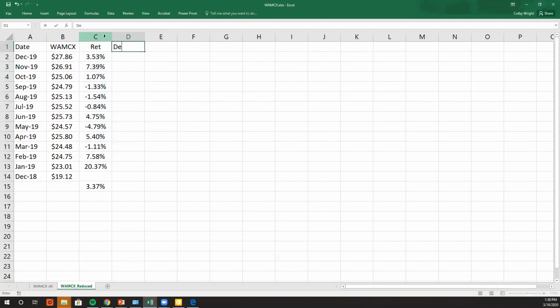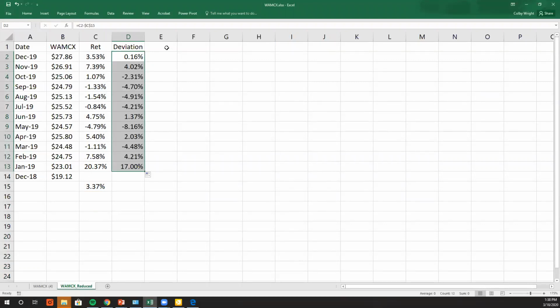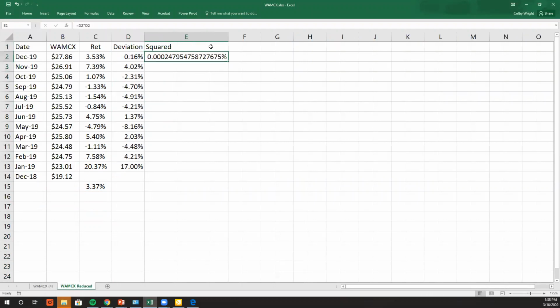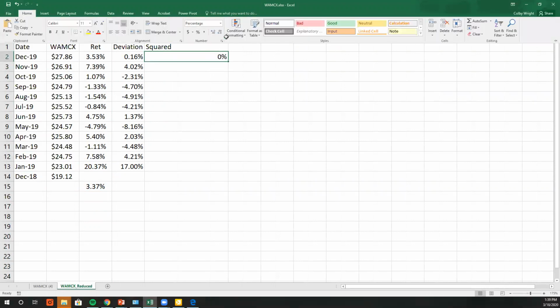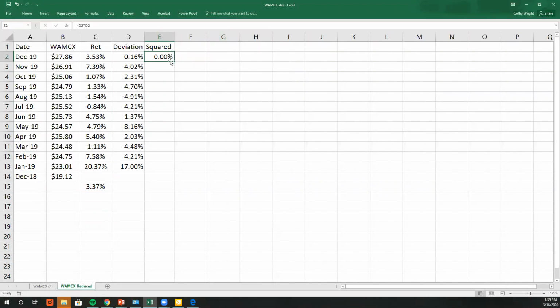In order to get the standard deviation, we could calculate the deviation. So let's take each observation minus the average. There's that. Then I'm going to get the squared deviation. So I'm just going to take that and multiply it by itself. Again, that's just squared deviation is all we're doing there. We're going to do that all the way down the line.